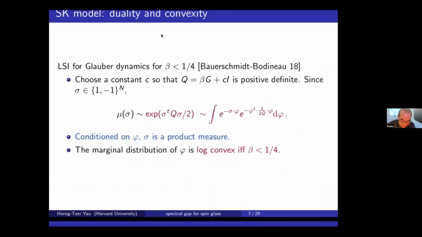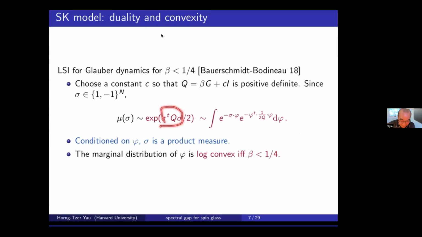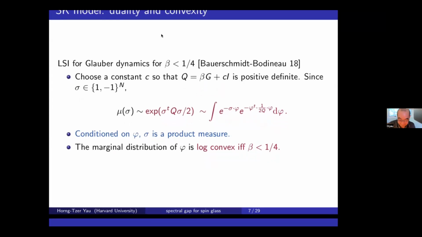Okay, sorry. What you do is you look at this quadratic piece, and because it's a random matrix beta G, you just add a constant to make it positive. It doesn't matter. The constant is slightly bigger than 2, and then this is positive. Then you use the duality, and sigma Q sigma is written as sigma dot phi, and the Gaussian integration with 1/Q as a covariance. Now the idea is very simple, because you only have to check two things. One is if you condition on phi, then sigma is a product measure, so there's a spectral gap for sigma.